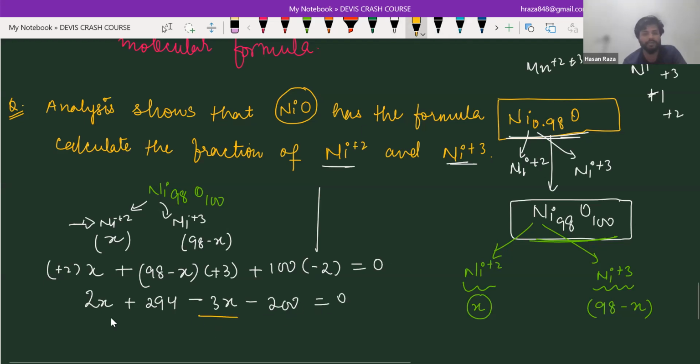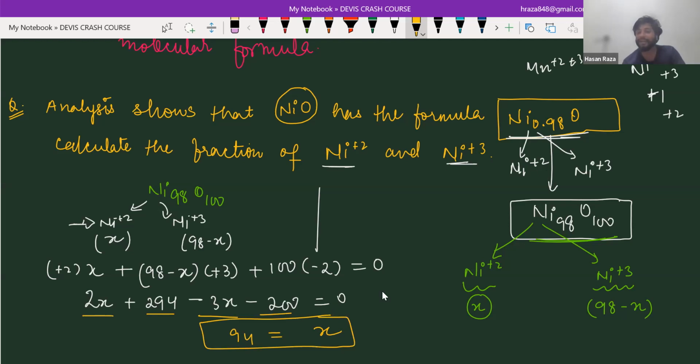Your maths, minus 3x plus 2x, minus x, moving to the right hand side, it will be x, right? Yes. And now plus 294 and minus 94, 200, that is 94. That means basically the number of nickel existing as plus 2 will be equal to 94. So the fraction will be the number of Ni plus 2 upon total, that is 98.